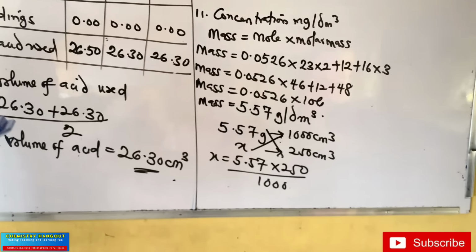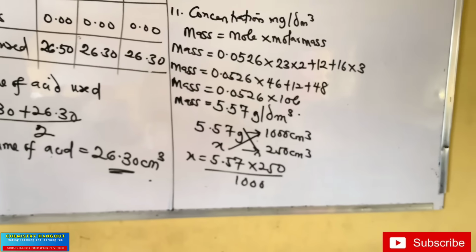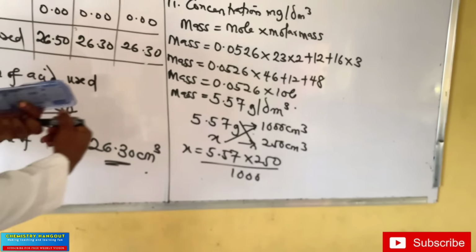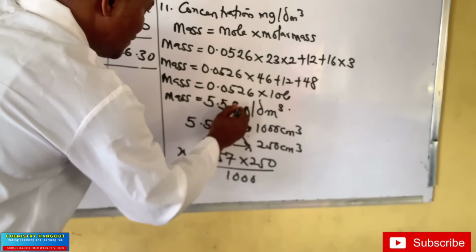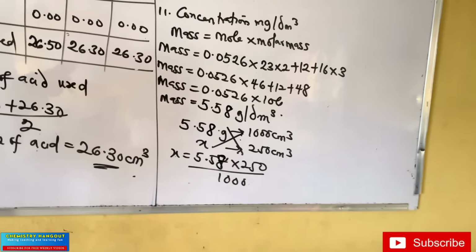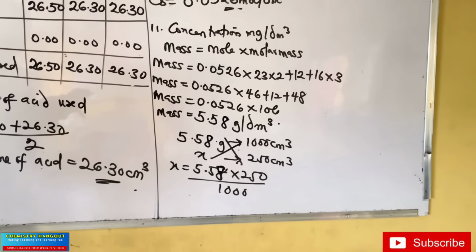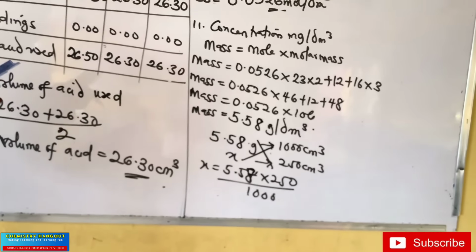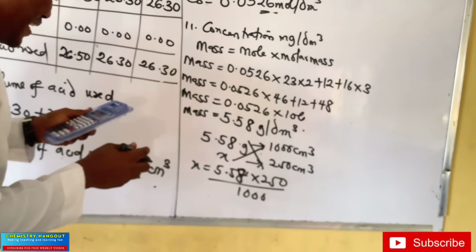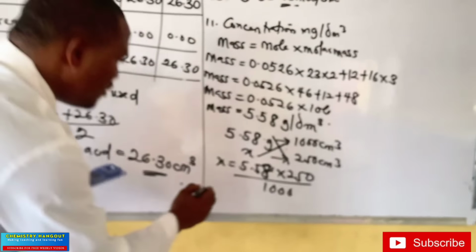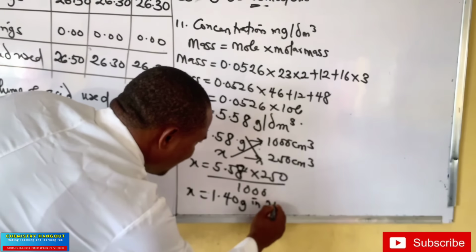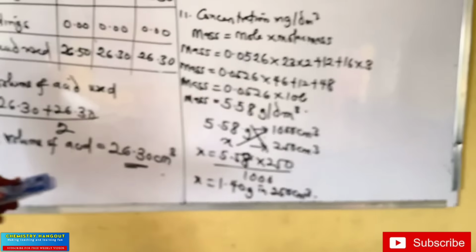Okay, let me even do that again. For the approximation, times 106, that's 5.575. So let's just say 5.58 approximately. Did you get that now? So 5.58 times 250 divided by 1000. That's giving us 1.395. So let's just say 1.40. So our x is 1.40 gram in 250 centimeter cube. I don't know if that is clear.